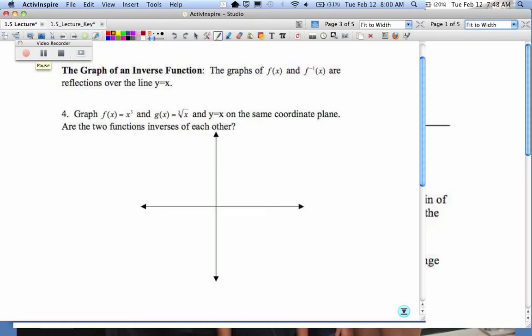When we graph the inverse, they're reflections over the y equals x line. So another way for us to self-check, this is not a way to prove that they're inverses of each other, but it's a way to self-check, is to quickly graph them in y equals mode and see if you could fold on the y equals x line.